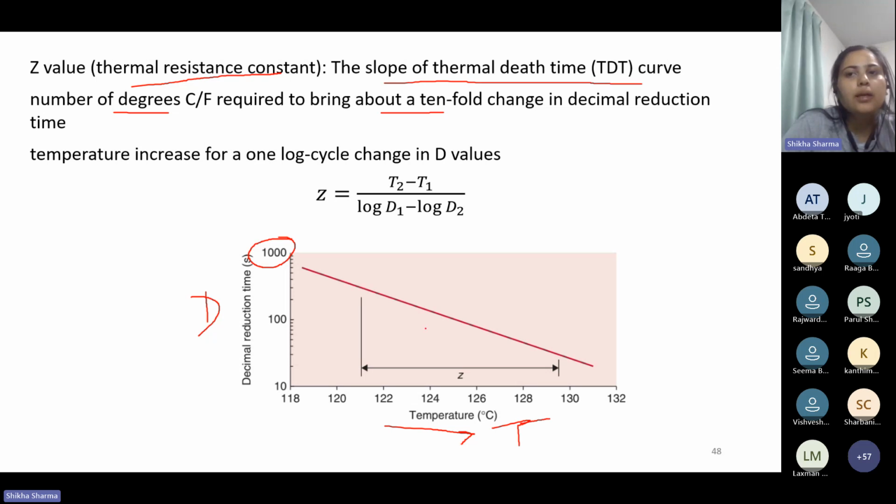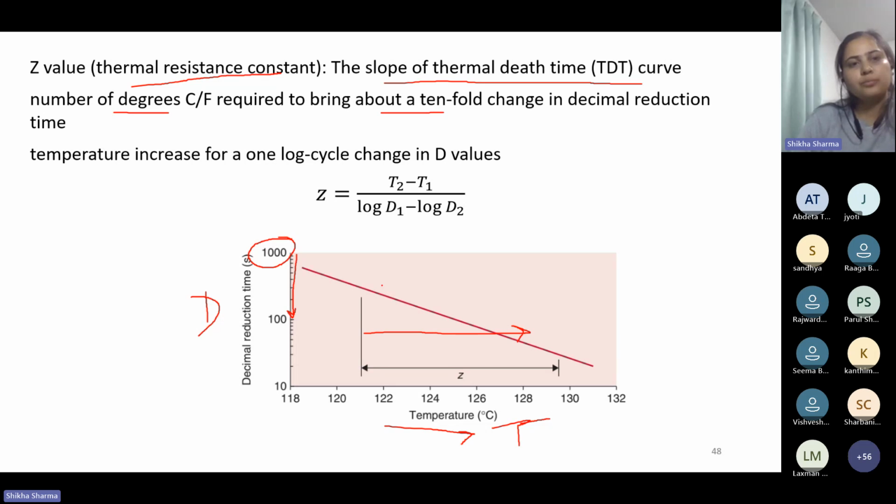So in the thermal death time curve, when there is a 10-fold or 90% reduction in the microbial population, what temperature change will it take? That is the Z value. In the decimal reduction time, when there is a 10-fold change in the D value, the temperature at which it happens is what we take as the Z value.